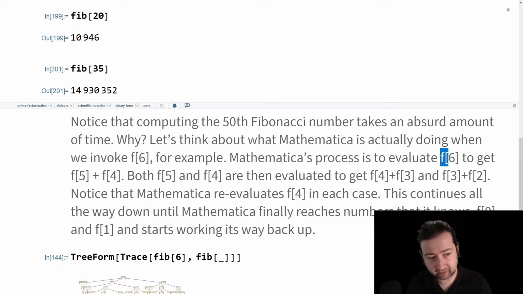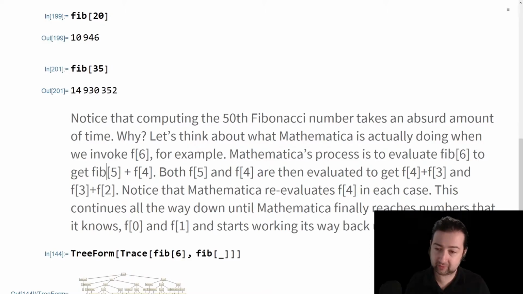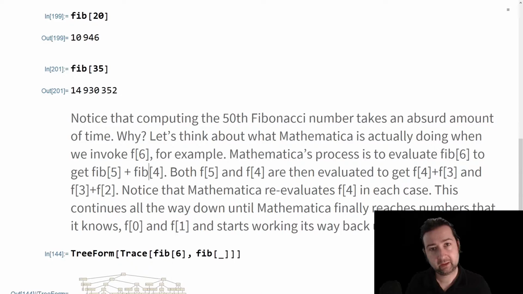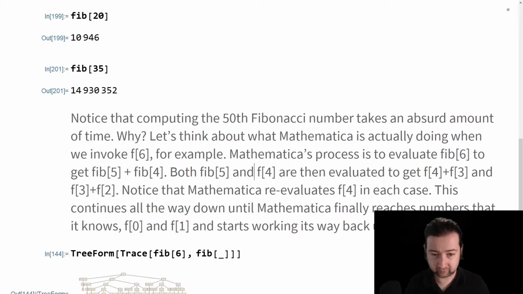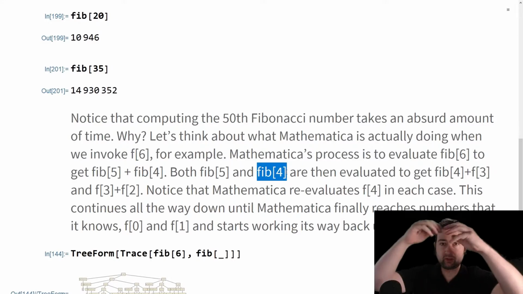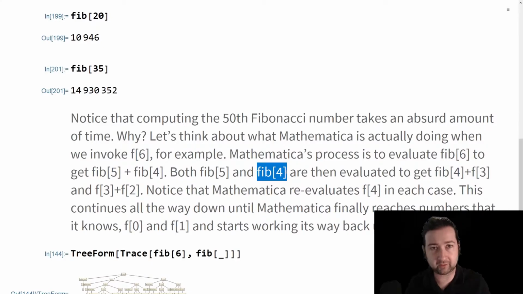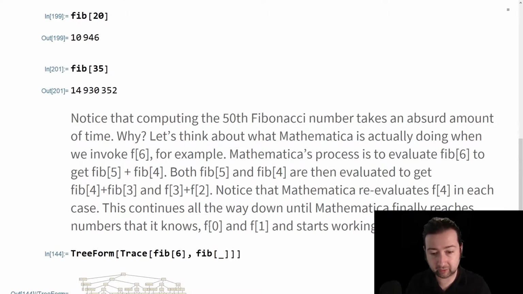Mathematica's process, for example, for a fib of 6, is to get fib of 5 and fib of 4. So now both fib of 5 and fib of 4 are evaluated. Notice though that fib of 5 is evaluated as fib of 4 plus fib of 3. Well, it doesn't use the fact that it already evaluated this Fibonacci function at 4 to calculate this one. It redoes it. And so you get this huge tree of expanding cases where things are being evaluated over and over and over again. And this is not a way that a person would ever think to evaluate this. You would evaluate everything once.